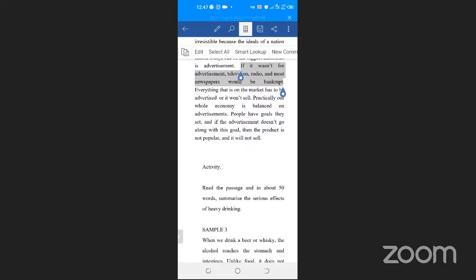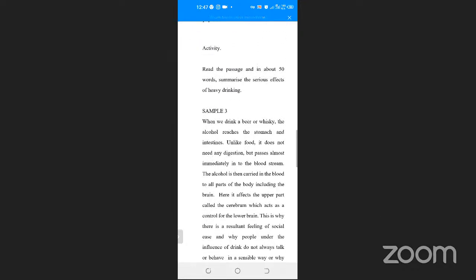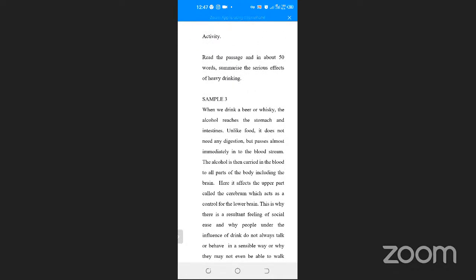Okay, could you stop highlighting, Hope? Now let's go. This is the activity. Peter, could you read the activity, please? "Read the passage and in about 50 words, summarize the serious effects of heavy drinking. When we drink a beer or whiskey, alcohol..." Okay, could you pause?